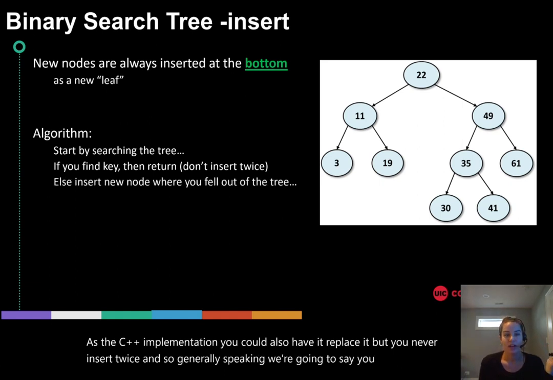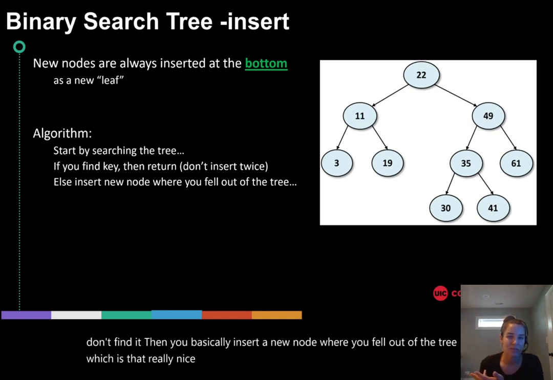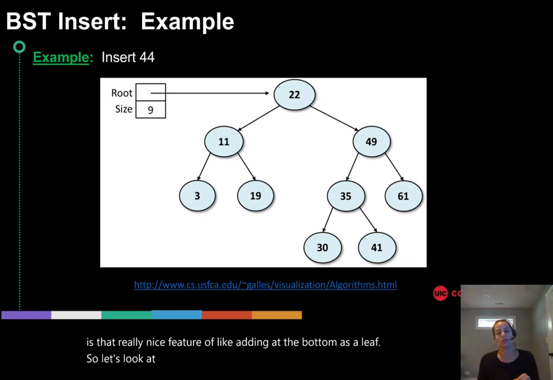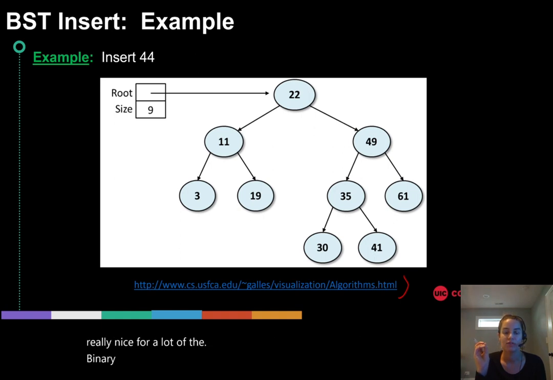If you don't find it, then you basically insert a new node where you fell out of the tree, which is that really nice feature of adding at the bottom as a leaf. So let's look at it with an example. Again, pointing out this tool here, which is really nice for a lot of the binary search tree visualization and drawing out of binary search trees. So let's say that we wanted to insert 44.